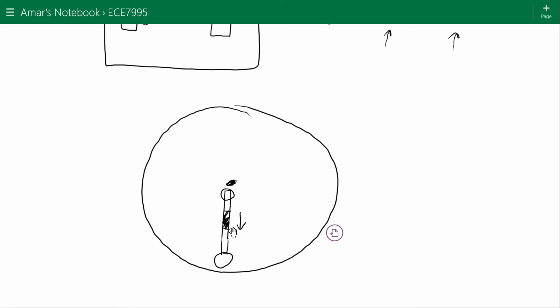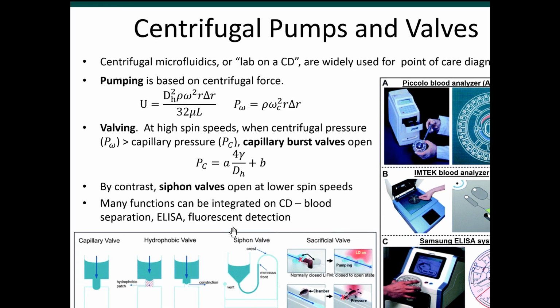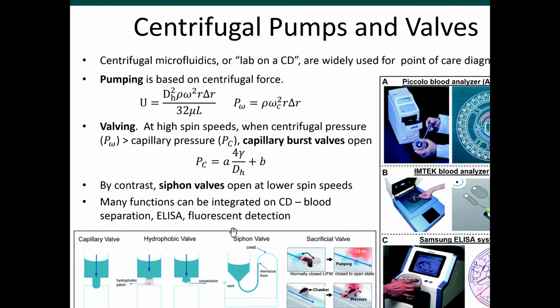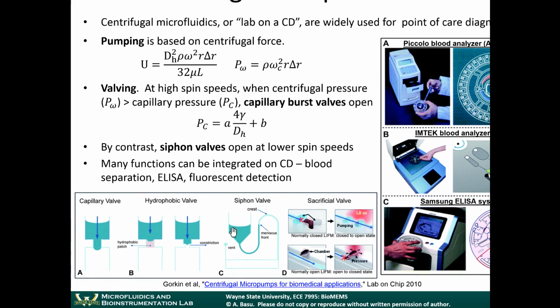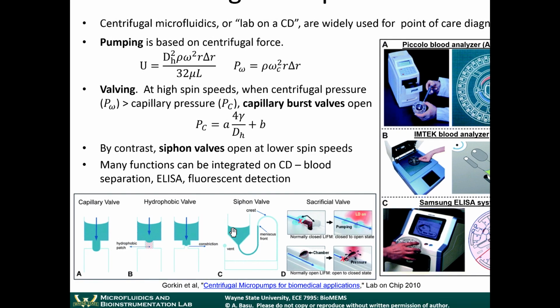So the cool engineering that's happened in this whole area of centrifugal microfluidics has to do with the valving. People have come up with cool ways that you can valve the liquids and control their flow. There are two categories of valves which are popular. One you've already seen. There's something called a capillary burst valve. If you remember, we talked about capillary burst valves earlier. This is what it looks like.